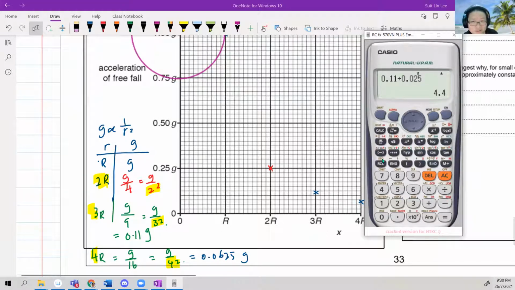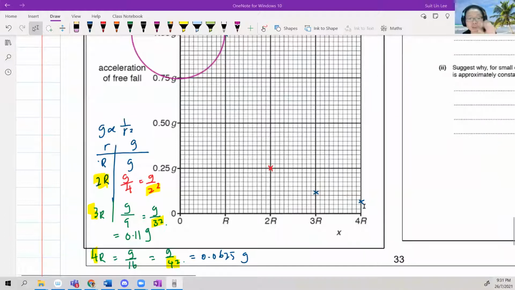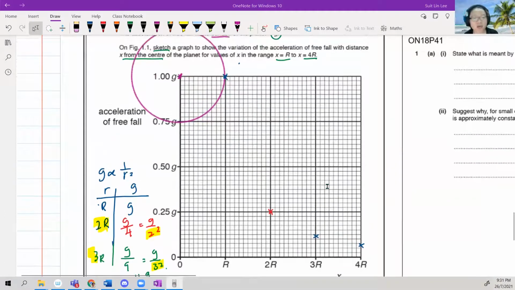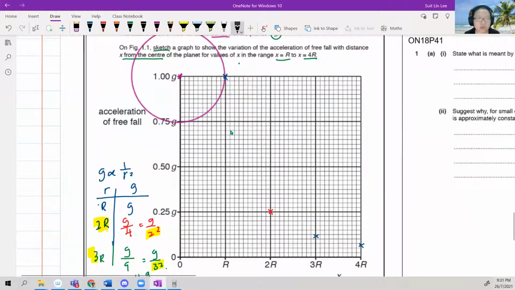never plot half box. Okay, so this would be 0.11, and the other one is 0.0625. This one is 2.5 boxes. So you use this to help you: how much is one box, and then treat it accordingly. Okay, we got 4 points. We can join them like a constellation. In a smooth curve, join the plots.